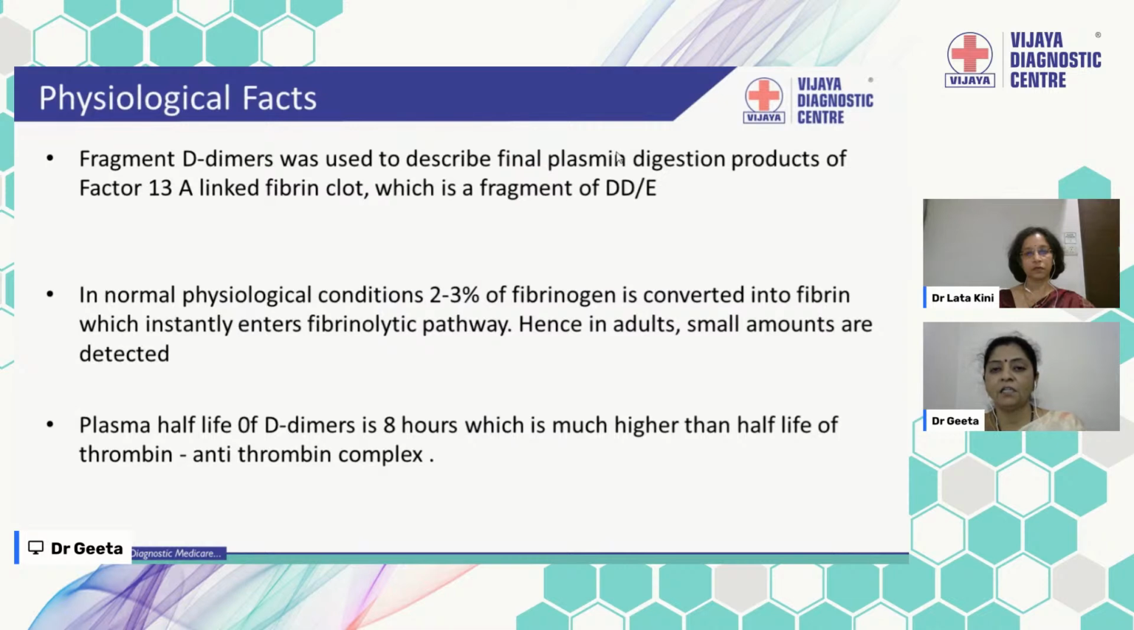fragment of DDE. In normal physiological conditions, 2% of fibrinogen is converted into fibrin, and instantly this fibrin enters the fibrinolytic pathway, and hence in adults there is always a small amount of D-dimer present. The plasma half-life of D-dimers is around 8 hours, which is much higher than that of the thrombin-antithrombin complex. Hence, the D-dimer level in the blood can be appreciated after intravascular thrombus formation.